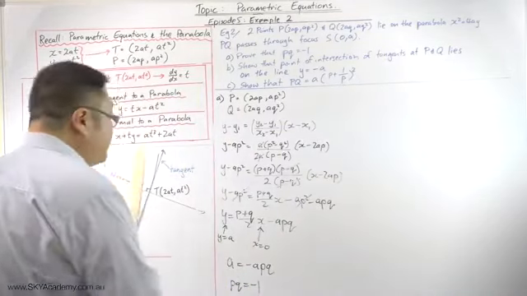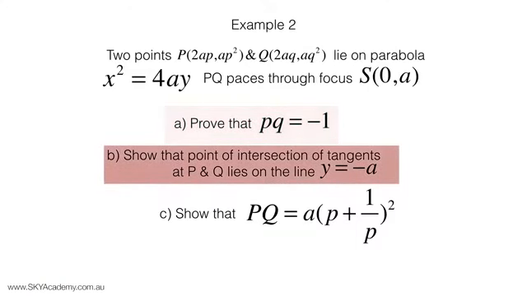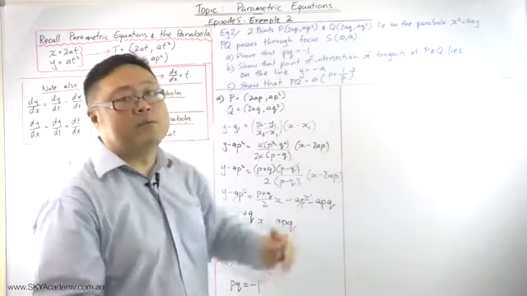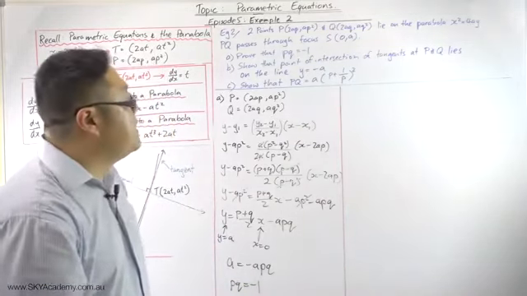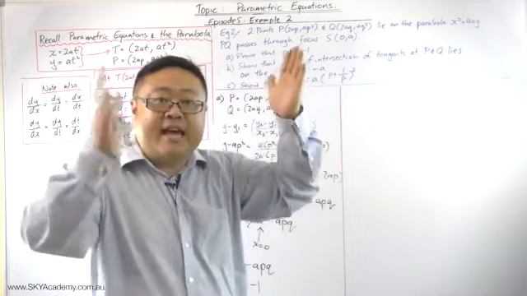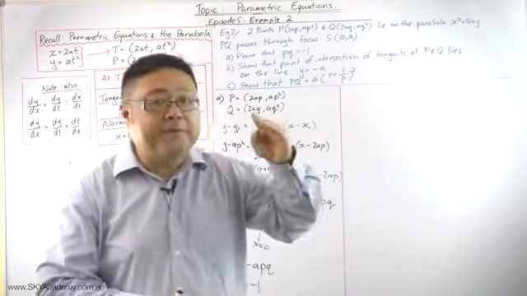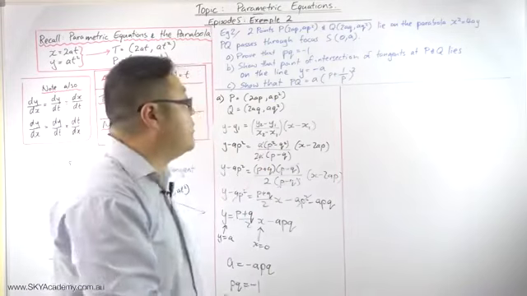All right, so now let's have a look at part B. Part B says, show that the point of intersection of tangents at P and Q lies on the line y = -a. Now, what is y = -a? If the focus is (0, a), then y = -a is the directrix of the parabola. Which means that if the tangents at two particular points on a parabola make a focal chord, their tangents will intersect at the directrix. That's exactly what it means.